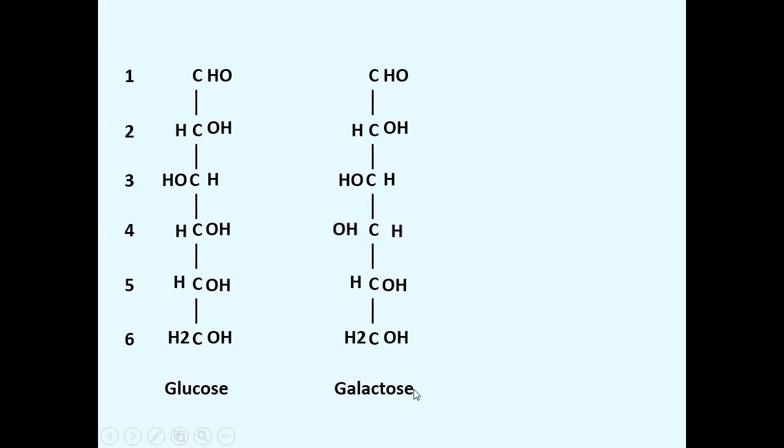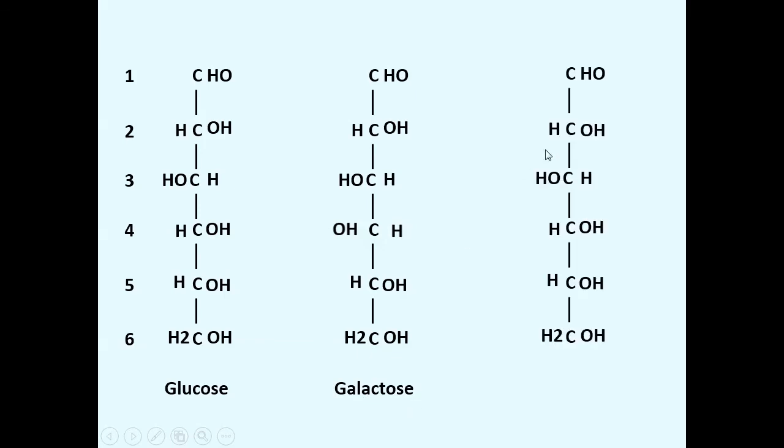For mannose, let us again start with the structure of glucose. This time reverse the orientation of the hydroxyl group on carbon 2, so that carbons 2 and 3 have hydroxyl groups on the left side and carbons 4, 5 and 6 have hydroxyl groups on the right side. This is how the structure of mannose looks.